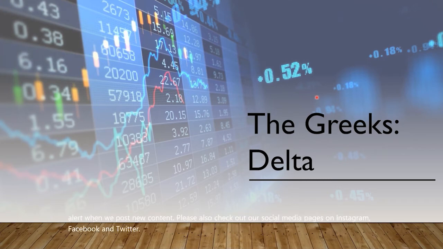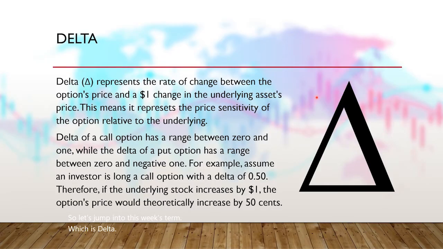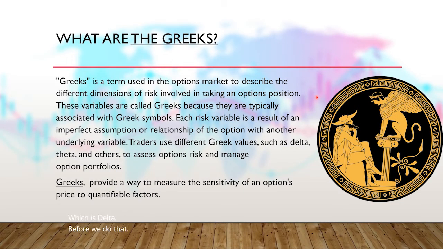So let's jump into this week's term, which is delta. Before we do that, let's actually do a refresher on what is collectively the term the Greeks. So Greeks in option trading is used in option market to describe the different dimensions of risk involved in taking an option position. These variables are called Greeks because they are typically associated with Greek symbols, delta, gamma, theta.